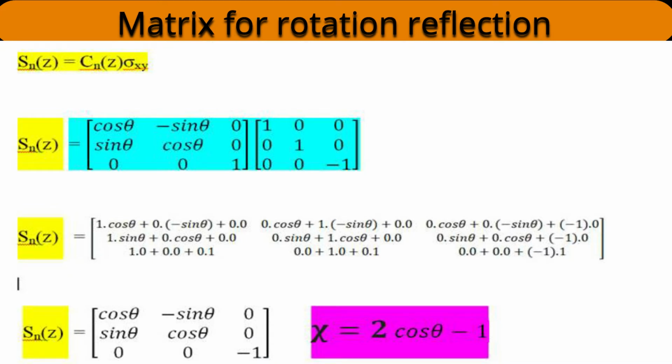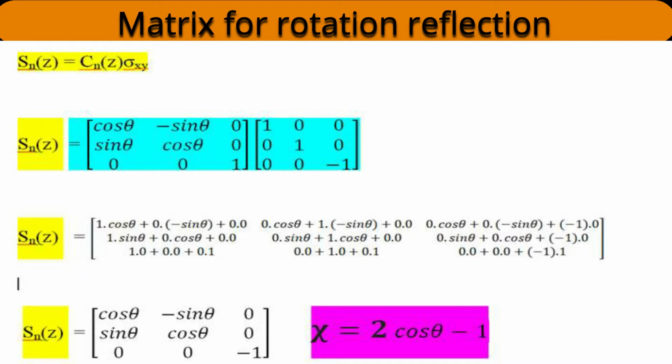First matrix is the matrix for rotation operation: cos theta, minus sin theta, 0; sin theta, cos theta, 0; 0, 0, 1. And the second one is a reflection through the plane xy. Remember, the plane is perpendicular to the principal axis. In xy, who is not there? Z. So the Z component will be minus 1 and the others will be 1, 1. So the resultant matrix for sigma xy is 1 0 0; 0 1 0; 0 0 minus 1.